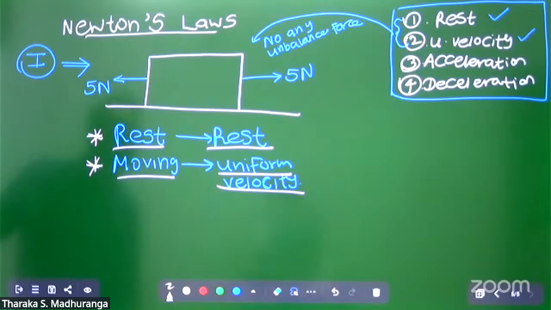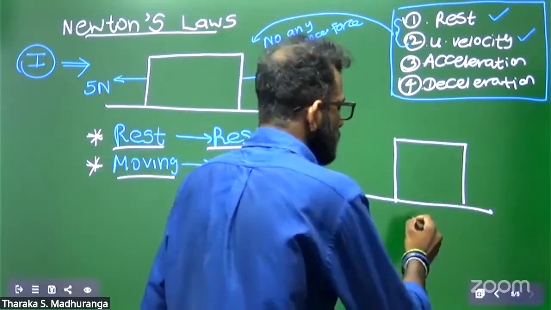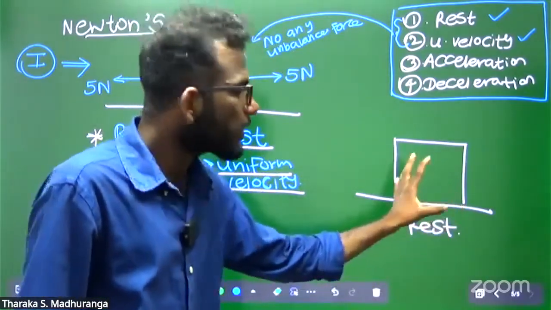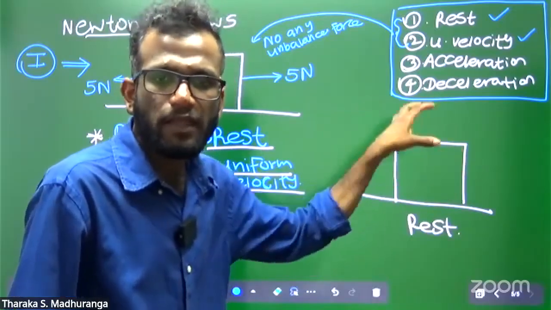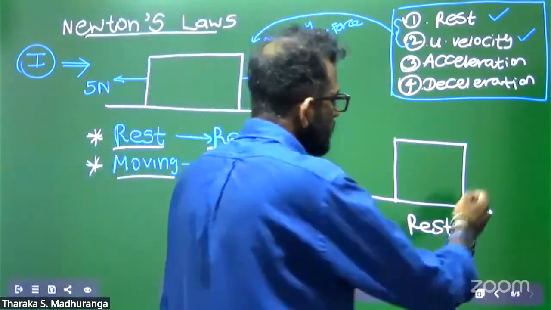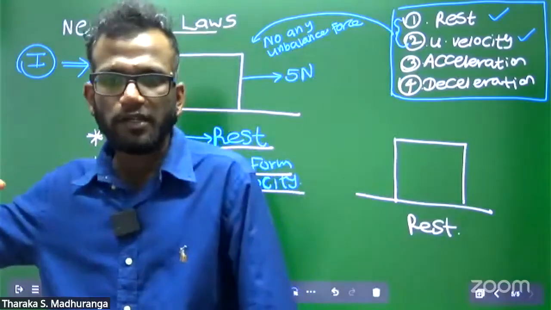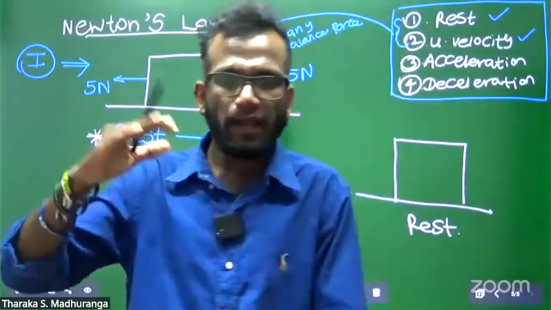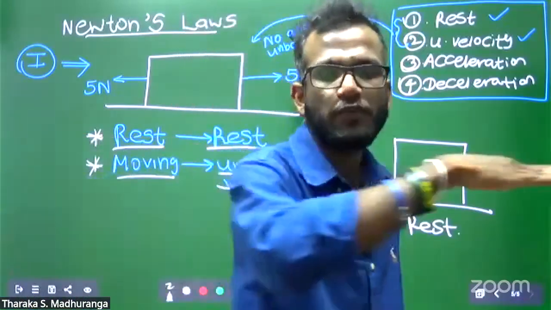Think then I have a rest object. The object is at rest, not moving. Then can I decide this object is balanced or unbalanced? That is a balanced object. Why? The object is at rest. Then think of a vehicle on the highway moving at 100 kilometers per hour without any change, uniform velocity. Then I can decide at that time the vehicle is balanced, no unbalanced force. That's why the object is moving with uniform velocity.